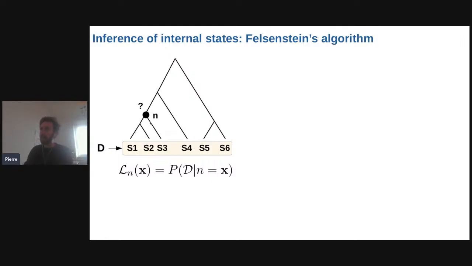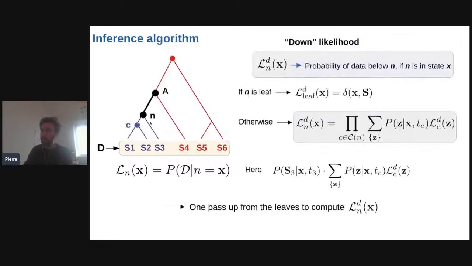I think the easiest way to set up this problem is to decompose this into two likelihoods. The first is the one of the data that is below node N. I call this the down likelihood, which would be the blue thing here. It's the probability of the data below N if N is in state X. You do this in two steps. If N is a leaf, then this is simply a delta, right? Because then X has to be in the state that you observe at this leaf.